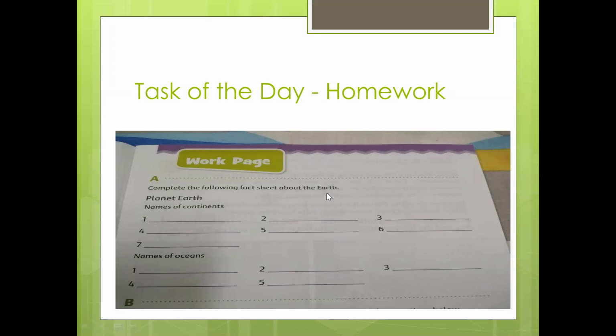And please remember, no need to write it in your notebook. Just do it on your book page. On your book page 11, this exercise A. No need at all to bother that it is also supposed to be written in your notebook. No, not at all. This task is to be done in the book only.